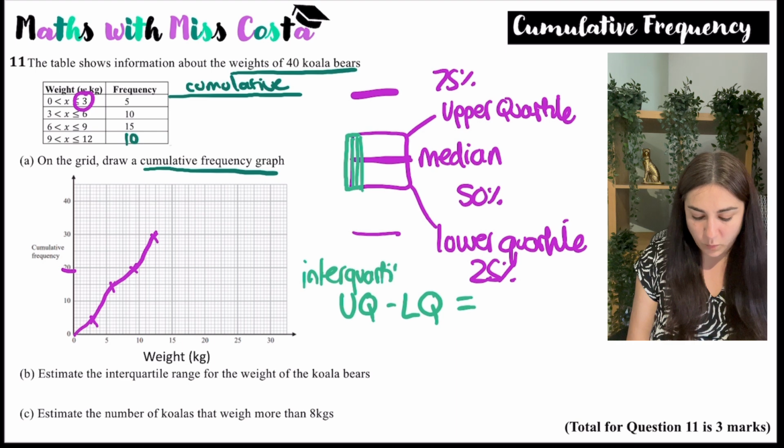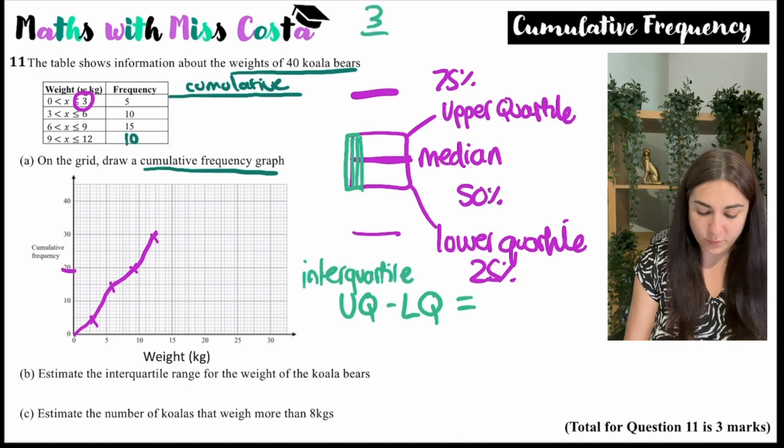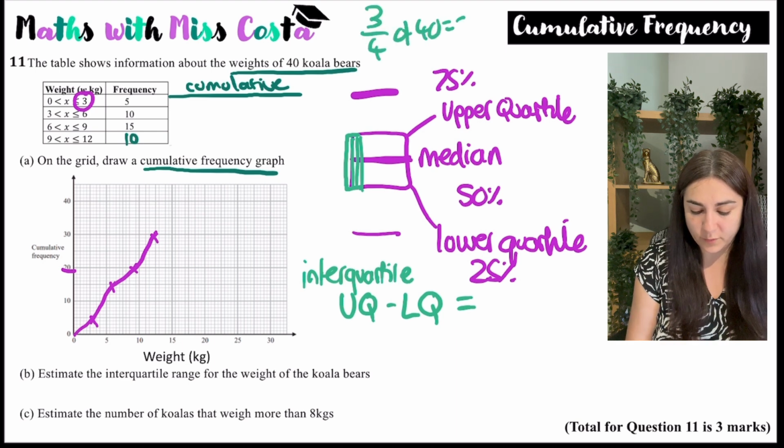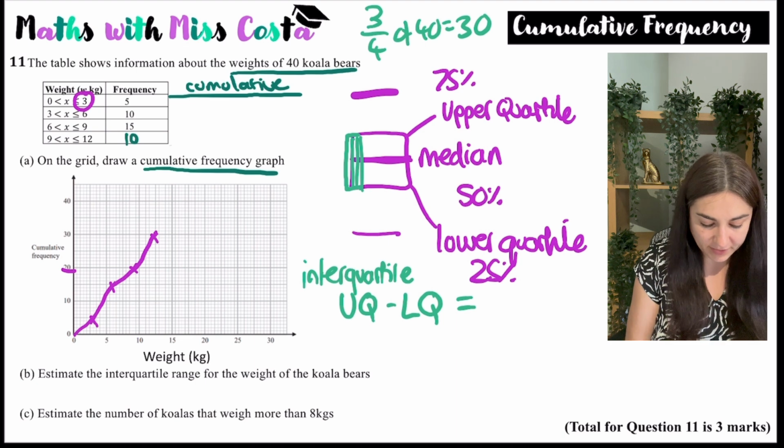So what is 75% of 40? 3/4 of 40 is 30. So I go along to 30.